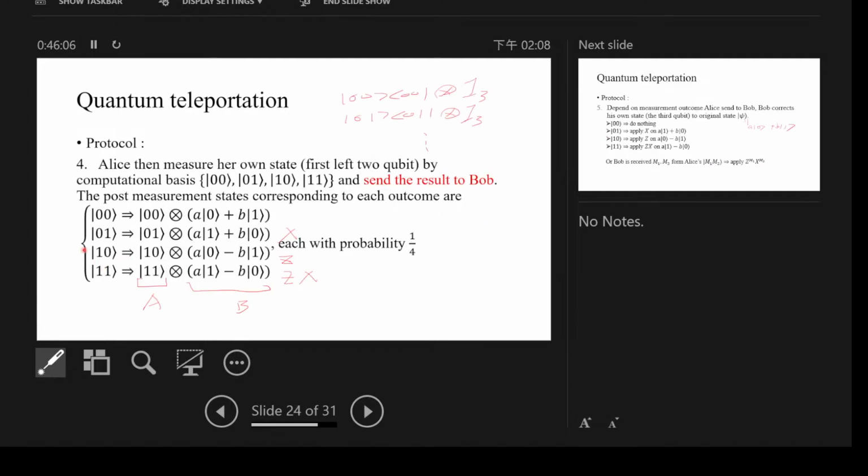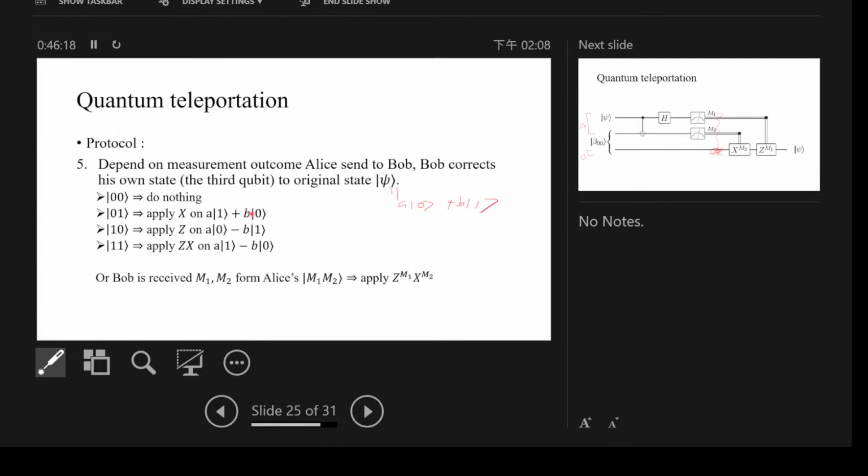So Alice will tell Bob the measurement result, and Bob, conditioned on the measurement result he received, will correct his state back to A0 plus B1, and that completes the protocol. Then we do a bit more formulation, a more explicit expression. Bob receives 2 bits of information, results M1 and M2, and then Bob applies X to the M2 and Z to the M1.